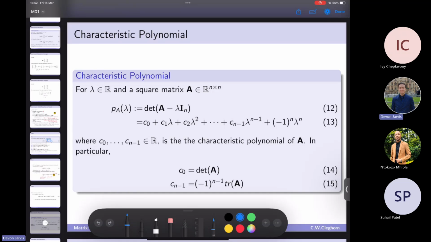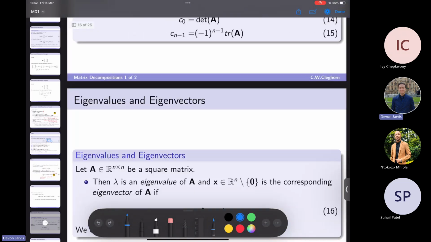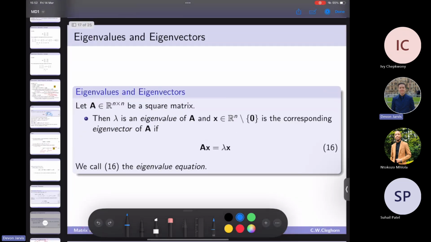So that's the algebraic definition of it, but let's look at where this gets us and the intuition for why we might want to compute something like this. That is to get, firstly, your eigenvalues and your eigenvectors. Let A be an n by n square matrix. Then lambda is an eigenvalue of A, and x, which is in Rn and is not the 0 vector, is the corresponding eigenvector of A if the following holds. We call that the eigenvalue equation.